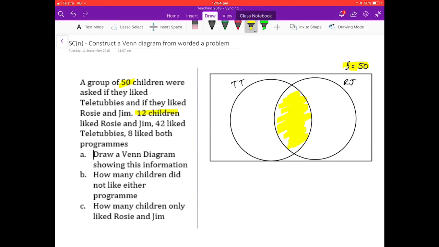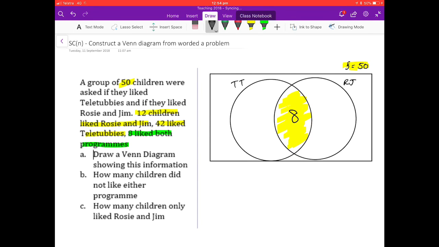It says here that 12 people liked Rosie and Jim, 42 liked Teletubbies, and this part here is what I'm looking for. 8 people liked both programs. That sits in here. Okay, they're the people that like both Teletubbies and Rosie and Jim.